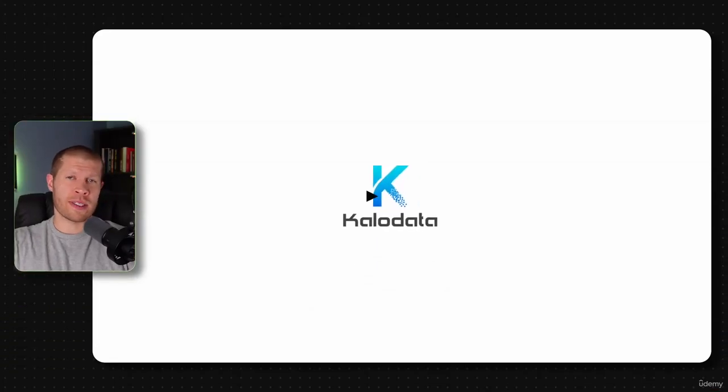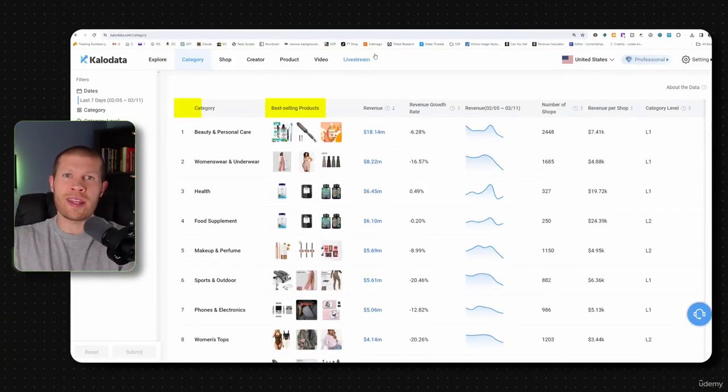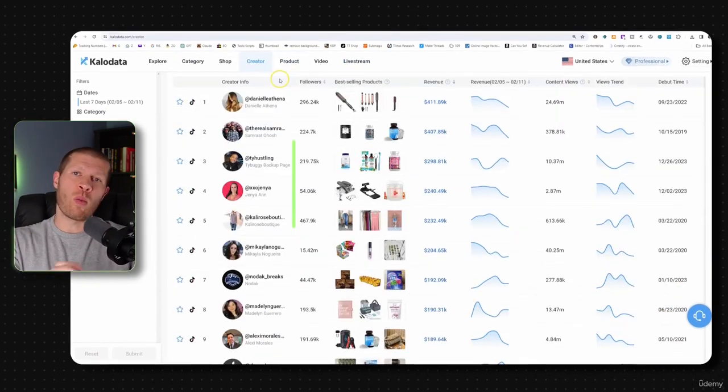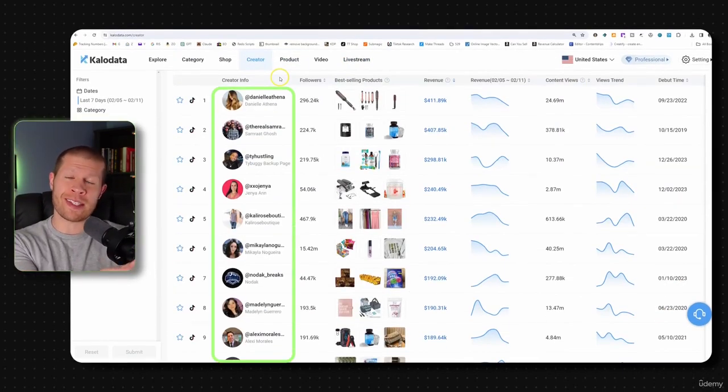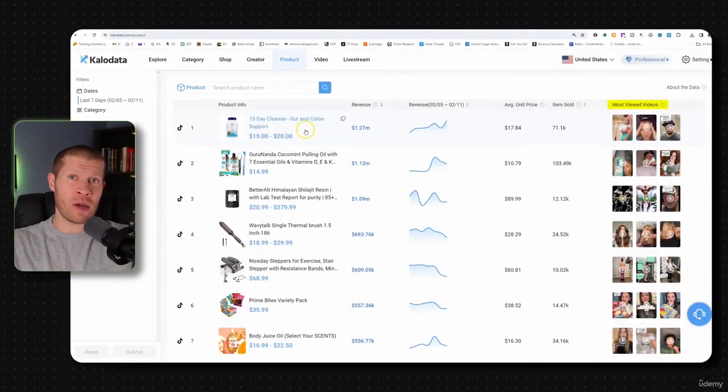Colodata is a software designed specifically for TikTok Shop. It'll tell you what products are selling within each category and niche, how many units they've sold specifically, and what TikTok page or creator is actually responsible for those sales, as well as show you the exact videos that they use to actually make those sales.